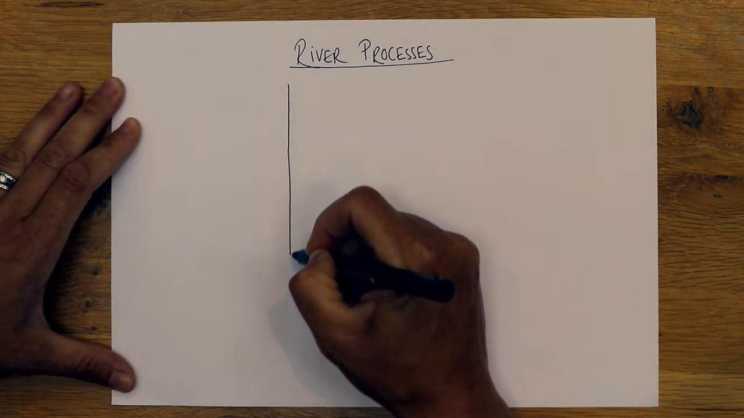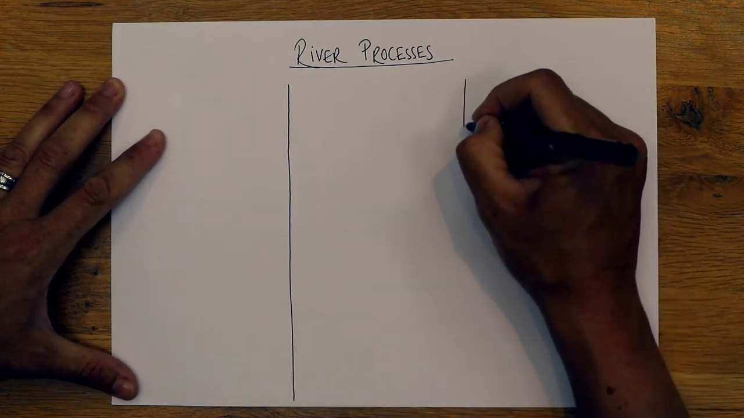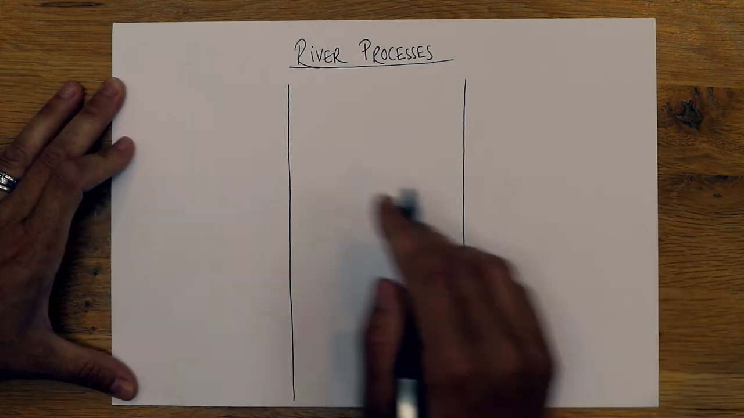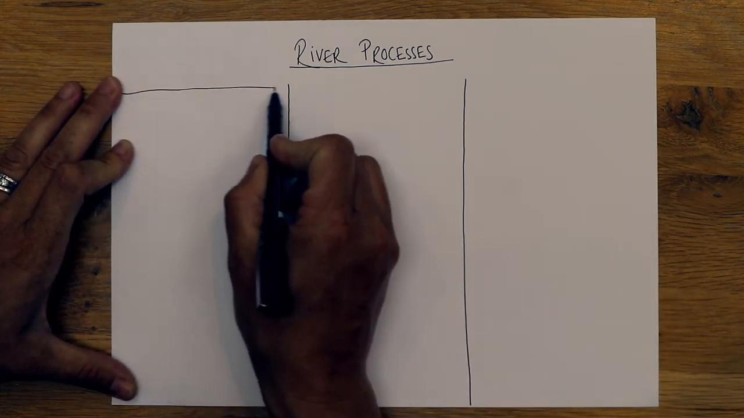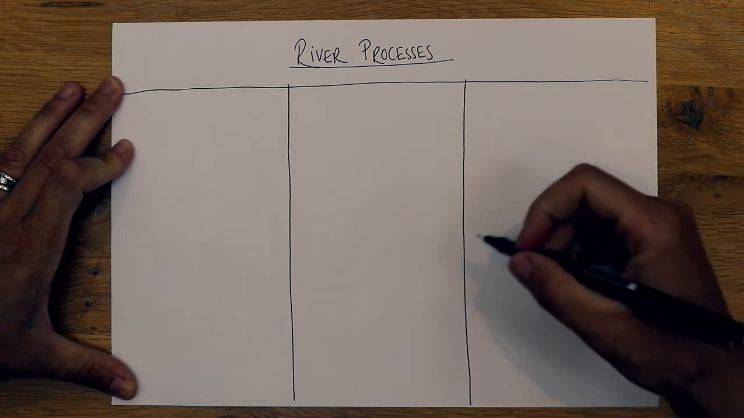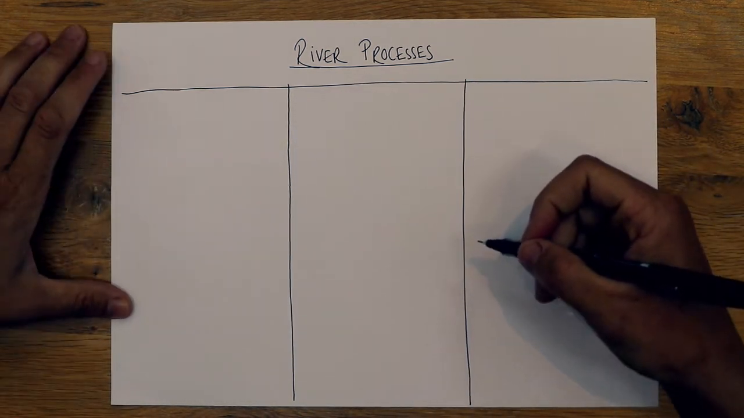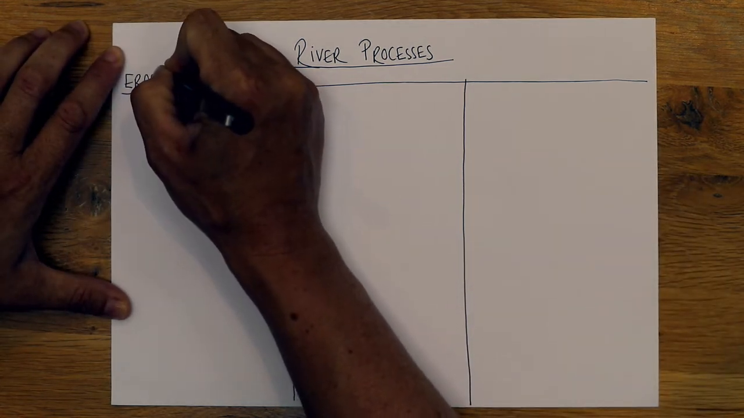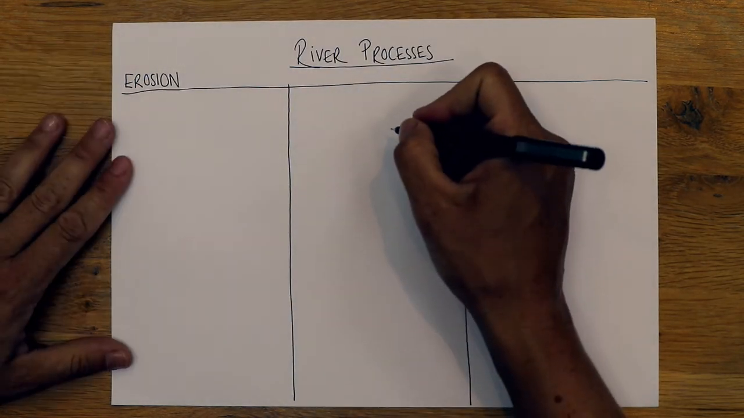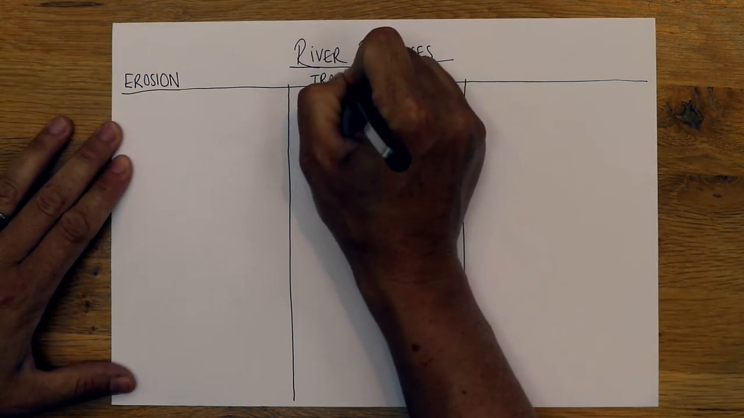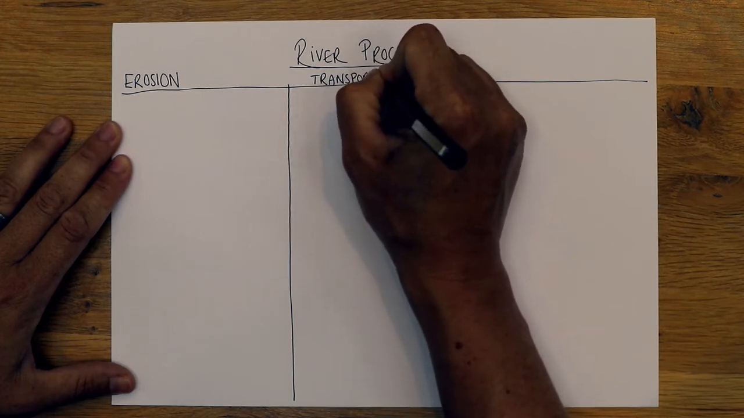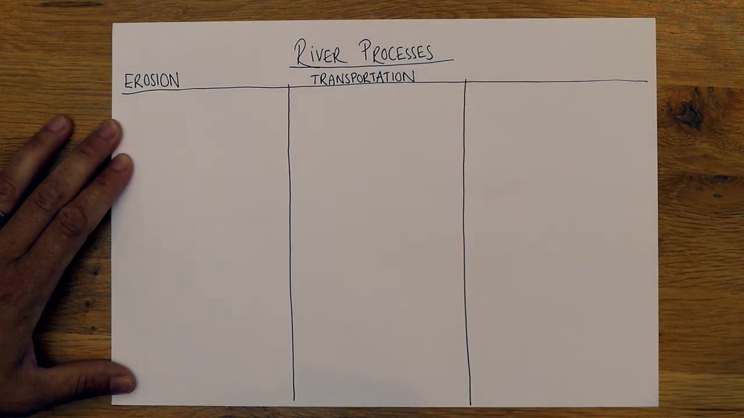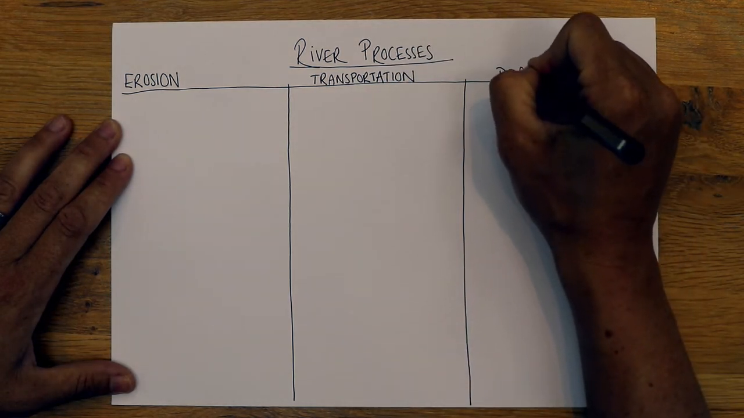So if you can just draw roughly, it doesn't have to be perfect, draw sort of two lines there. So you've got three sections, okay? I'm just going to pop a line across the top. Right, so the three processes that happen in rivers are erosion, which I know you're all familiar with, and then transportation, which again, nothing too new, and lastly, deposition.